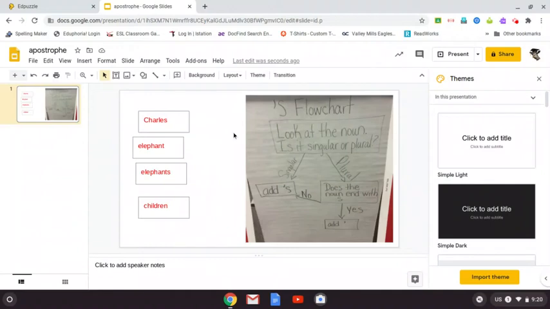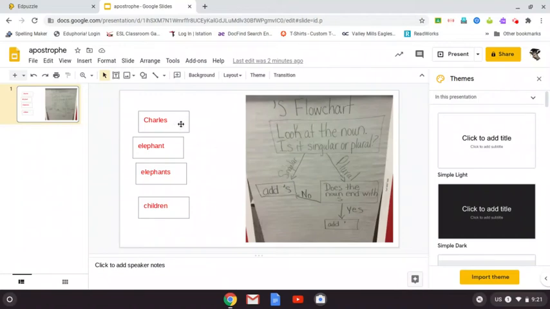So if it does need an apostrophe S and something is needing to show ownership, here's how it goes. First, you look at the noun and you decide, is it singular or plural? Is it one or more than one? If it's singular, you always add apostrophe S no matter what. If it's plural, you have to make some decisions. So let's look at the singular ones first.